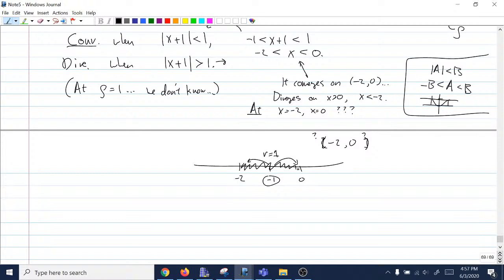This is a circle centered at an interval that is centered at negative 1 with a radius of 1. The radius of convergence is 1. And I guess I should give you a heads up now that calculus books have not standardized their notation of what letters to use for the radius of convergence.